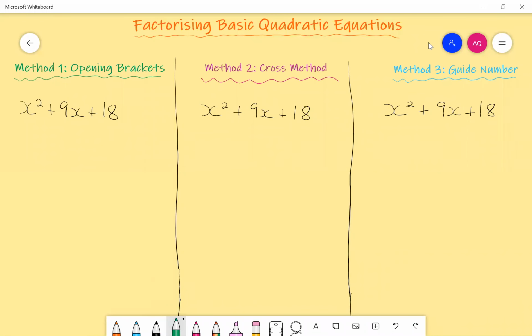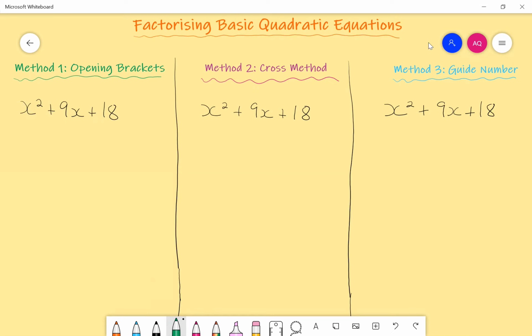In this video, I'm going to show you three different methods of factorizing quadratic equations. We're going to look at basic quadratic equations, and what I mean by that is ones which lead with an x squared first. In the next video I'll put up quadratic equations where there is a number in front of the x squared.